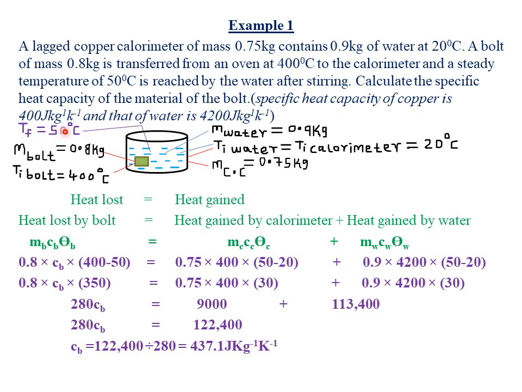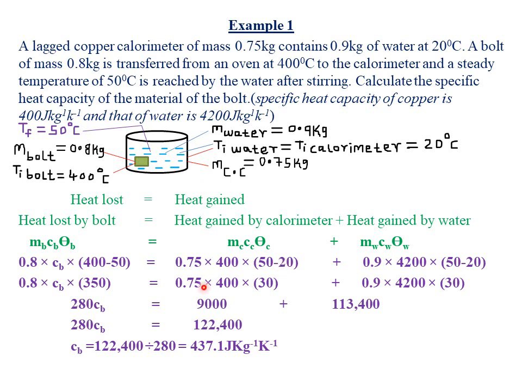So T final for the mixture was 50. Initial temperature for the copper calorimeter was 20 degrees Celsius. Therefore, 50 minus 20, you will simply obtain a temperature change of 30 degrees Celsius or 30 Kelvin. Remember, when we are talking of a change in temperature, we are not interested in the sign, whether it is positive or negative. You simply take the larger value minus the smaller value.